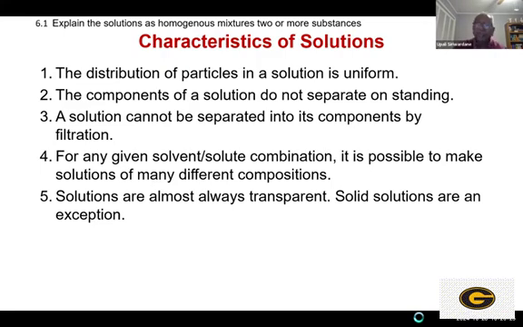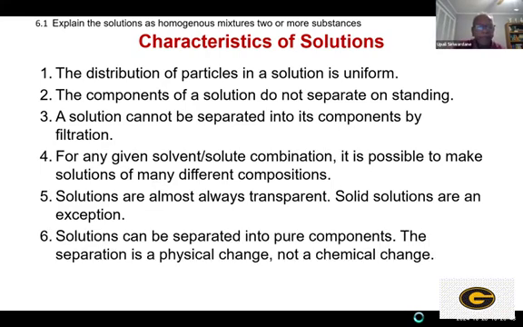Solid solution is an exception. Solid state is different from liquid state. Therefore, a solid solution, if you have a homogeneous mixture of alloy, is not transparent. A solution can be separated into pure components by physical change, not by chemical change.